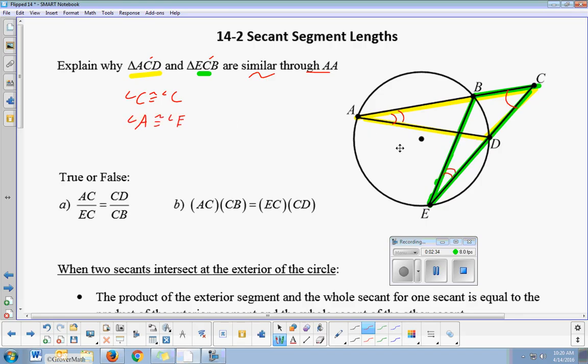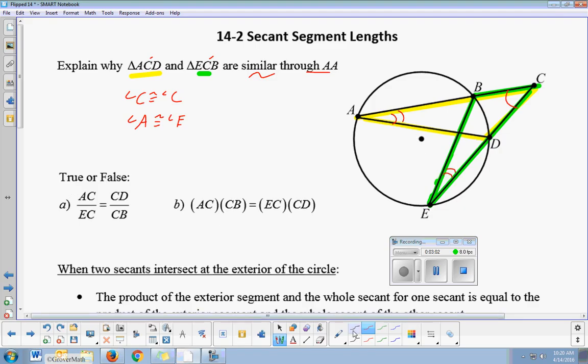Now, why is angle A congruent to angle E? Well, angle A is an inscribed angle. Its vertex is on the circle, and inscribed angles are half of the arc inside of it. And angle E is also an inscribed angle, half of the arc. So since A is half of arc BD and E is also half of arc BD, then regardless of what arc BD is, those two angles are going to be congruent in measure. So that proves it right there. These two triangles are indeed similar.